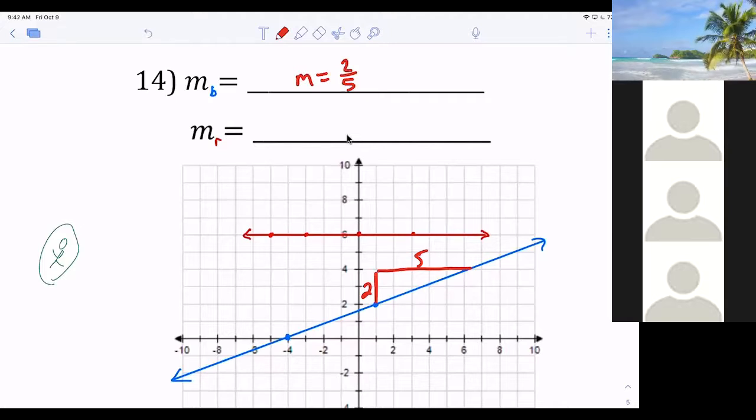I already told you that a horizontal line is always 0. All right, so everybody check out 14 now. Slope is 2/5. Slope is 0. Is everybody okay with this?